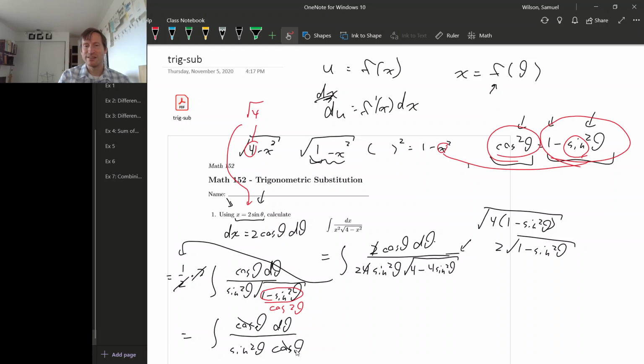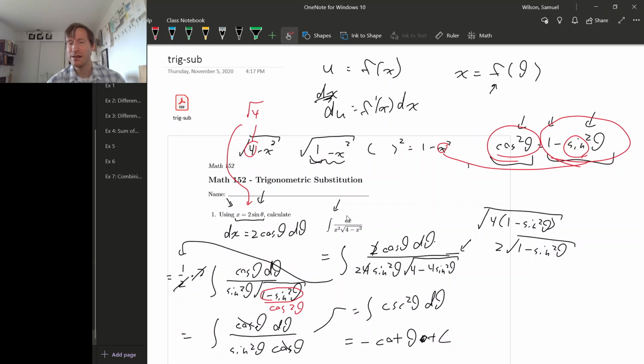All right, so these cosines cancel now, and we get the integral of 1 over sine squared, which is cosecant squared. All right, and cosecant squared is the derivative of cotangent. Actually, I think it's the negative of the derivative of cotangent. So we get minus cotangent theta, plus a constant. But, you know, this was an indefinite integral, so we need to get back to the original variable. We need to get back to x.